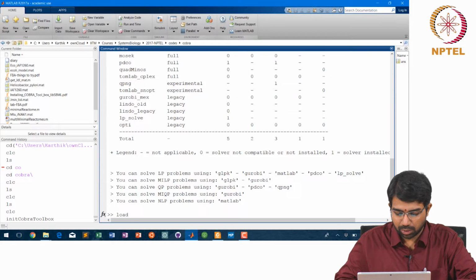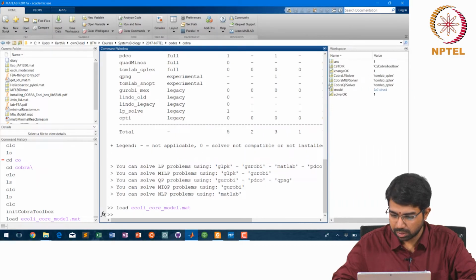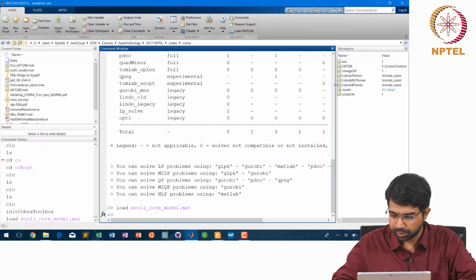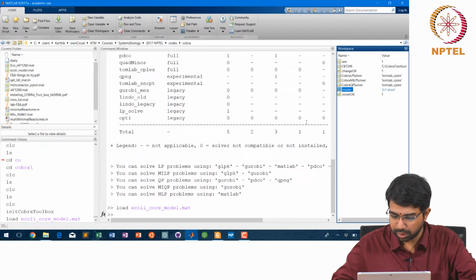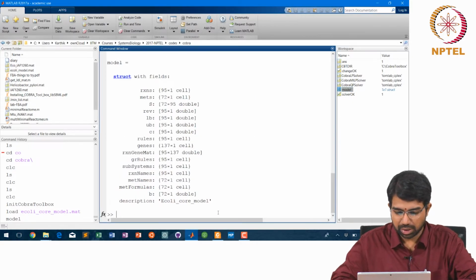First thing is, let us again load the E. coli core model. It goes into this thing called model. We already looked at the structure of model in the previous class. So, model looks like this. Now, you need to understand how the COBRA Toolbox works. So, let us go to the COBRA Toolbox directory.